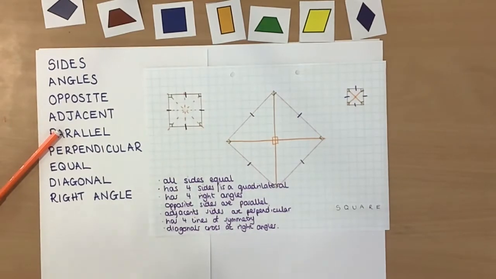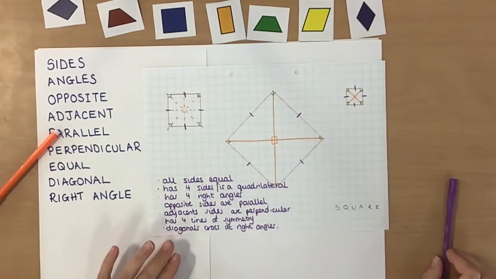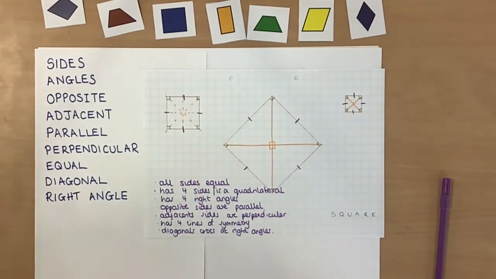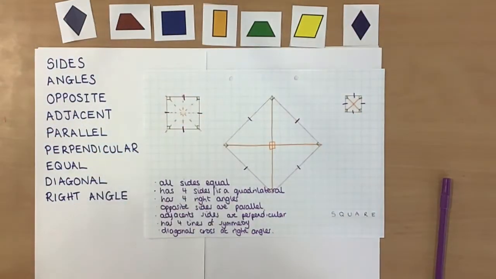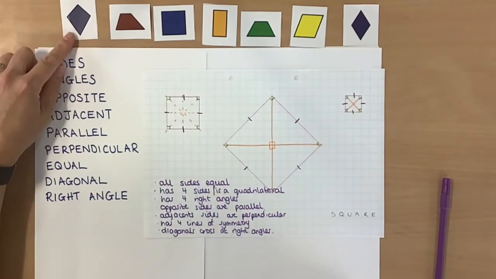Okay, so those are all the things that make a square a square. So let's have a look on this line then. Along this line, which of these is a square? I know you already know, but I'm just going through the process because in a minute it's going to be your turn.